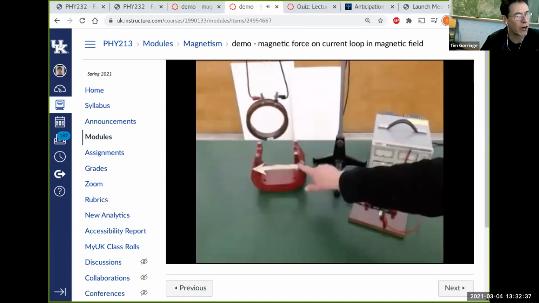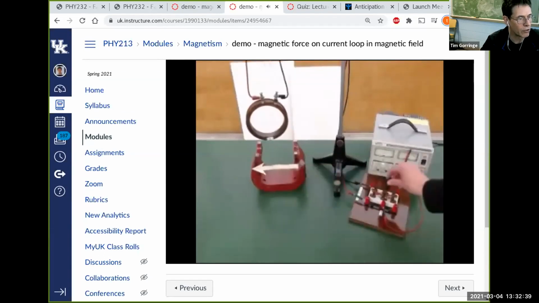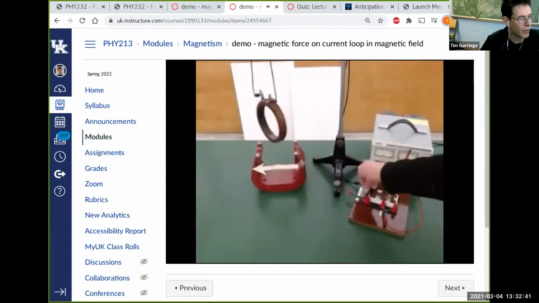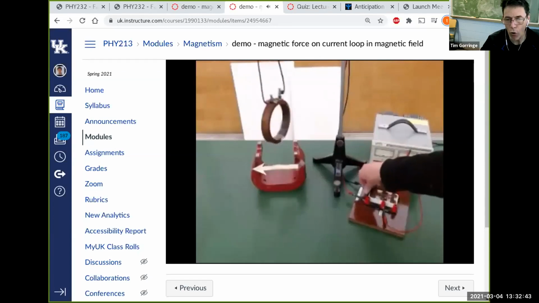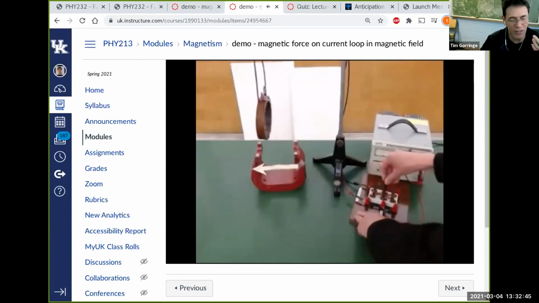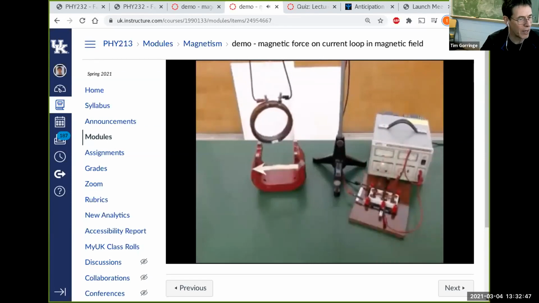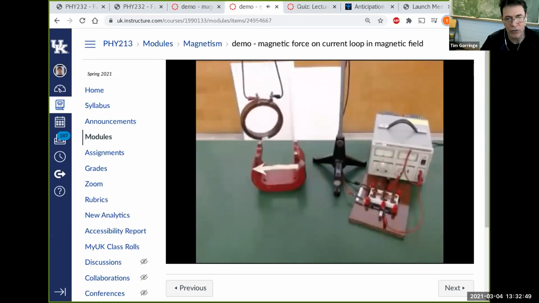Right now, there's no current. The switch is not closed. As soon as I close the switch, look, there is a torque. There's this torque on this current loop that rotated it. When I open the switch, it goes back to its original position.